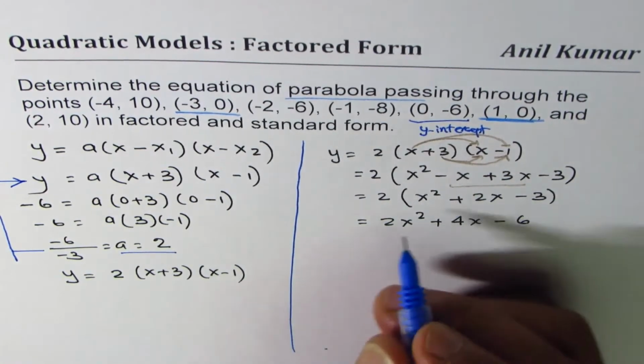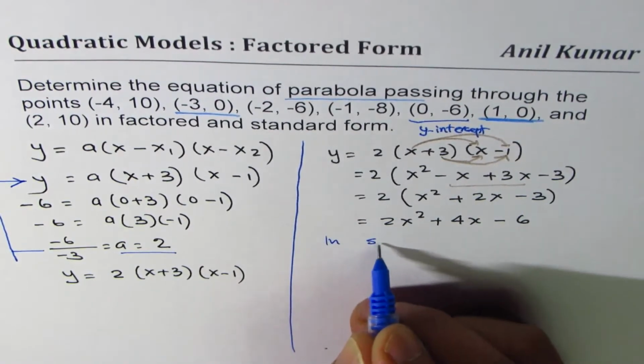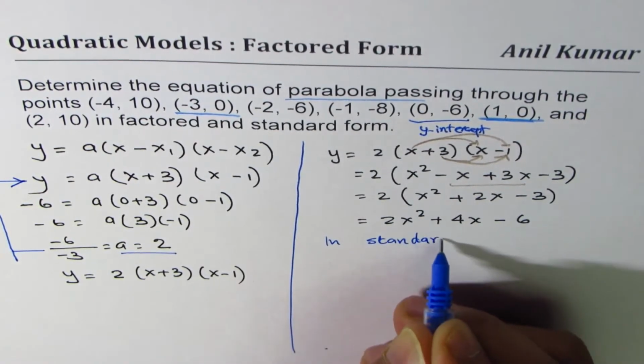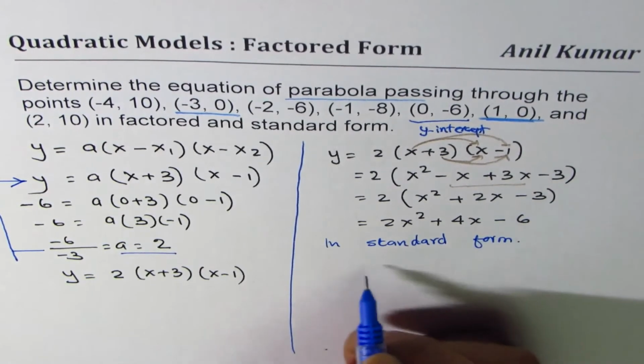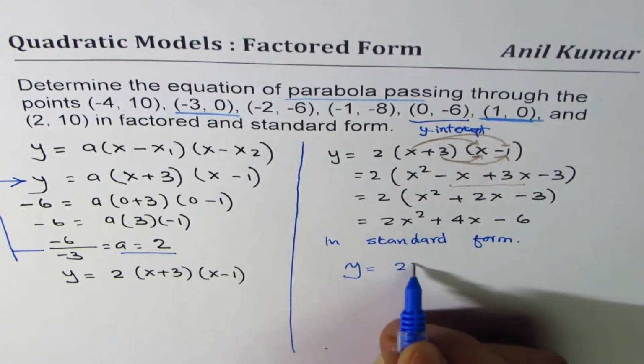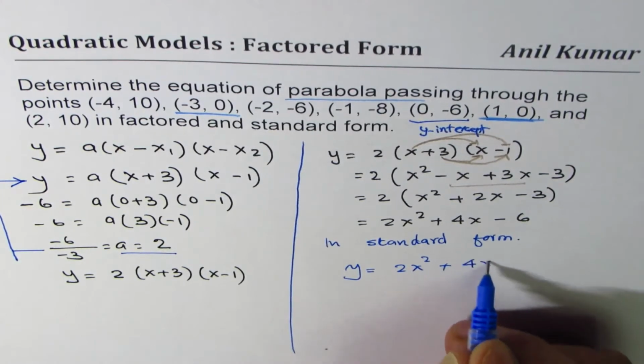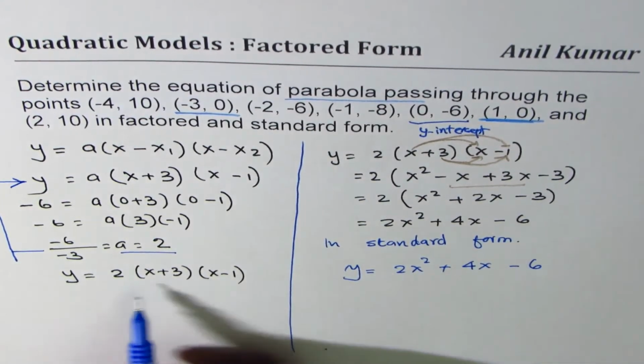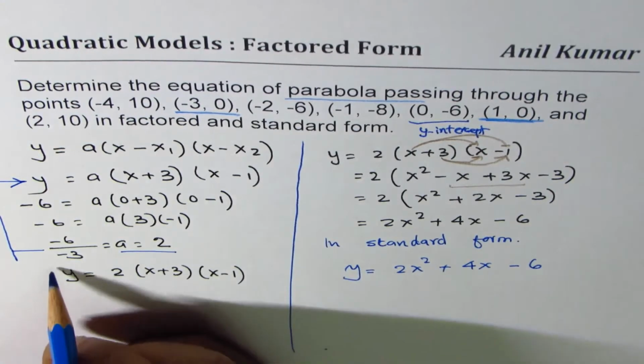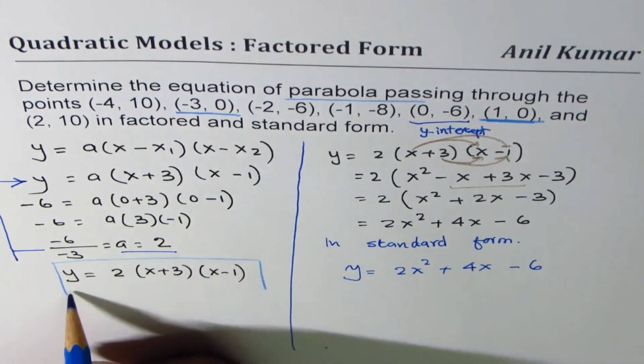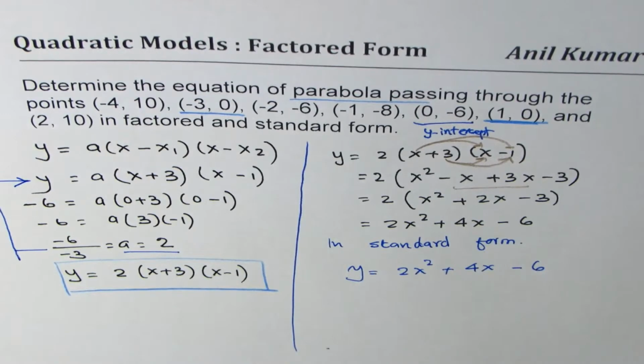So the answer for us is that in standard form, the equation is y equals 2x squared plus 4x minus 6, right? And here we already have our equation in factored form, correct? So that is how you would actually model the given data, where the data represents a parabola in the form of a quadratic equation. We have written the same equation in two different forms.